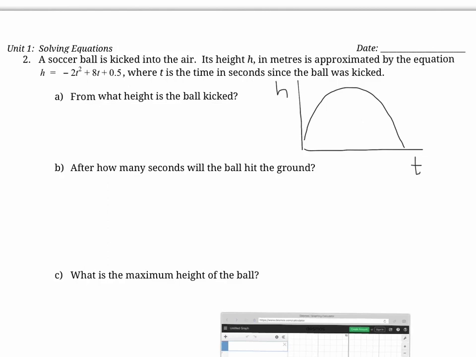So the first question says, from what height is the ball kicked? So immediately I know that we're looking for height. We don't know what height is. And if we're looking for height, we must be given time somehow. Well, where is the ball kicked from? What height is the ball kicked? Well, here it's on the ground. Here it was where it was originally kicked. So this is the point that we're looking for. This guy right here. So at this point, what do we know about this point?